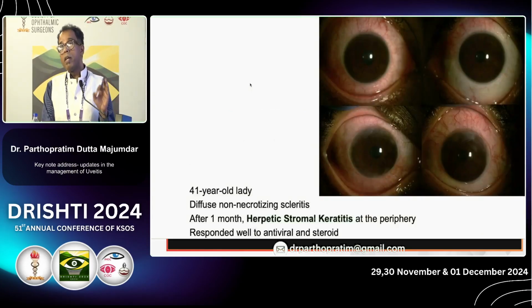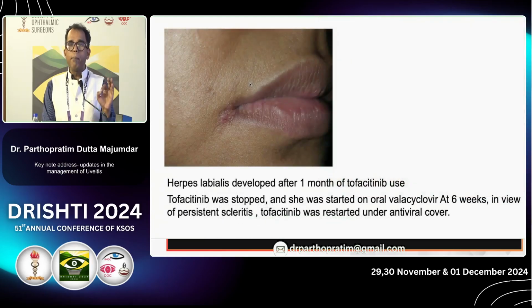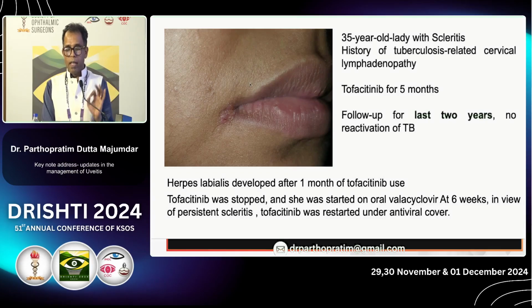This is another important point to highlight: tofacitinib sometimes can cause viral reactivation. These patients of scleritis responded but developed some viral stromal keratitis, which was treated with antivirals, and there was no need to stop the tofacitinib treatment. Also, in some patients we have encountered herpes labialis developing after 1 month of use of tofacitinib. So it's not that we are only promoting tofacitinib for all cases. You have to remember that herpes infection can be there. So you have to tell the patients about that.